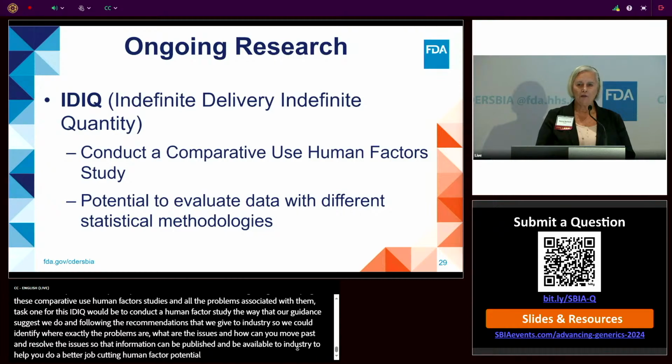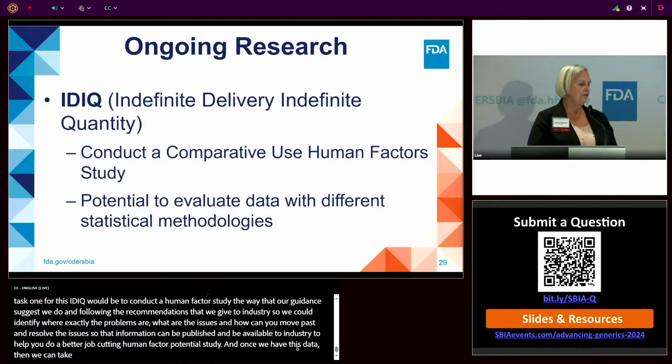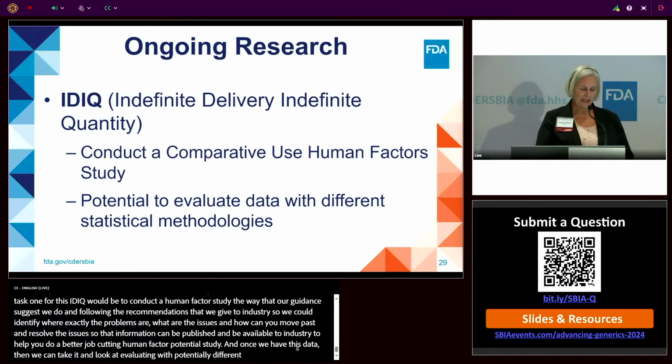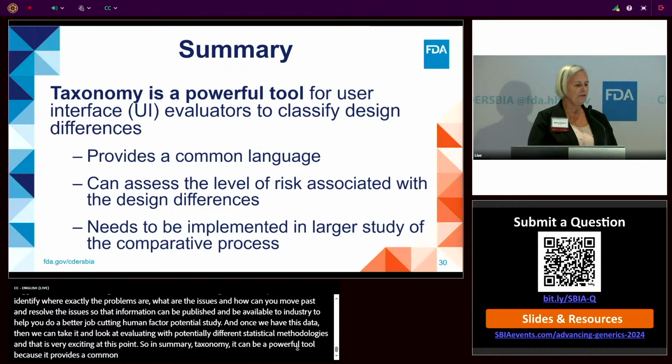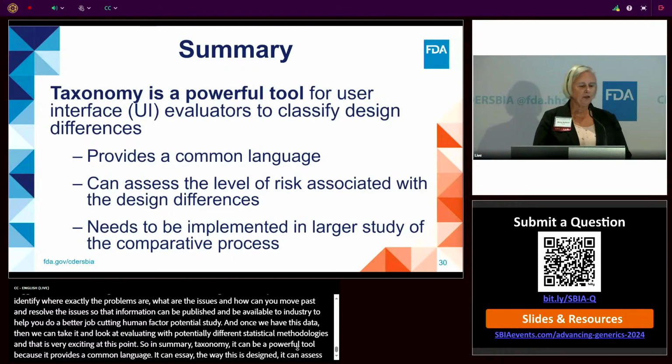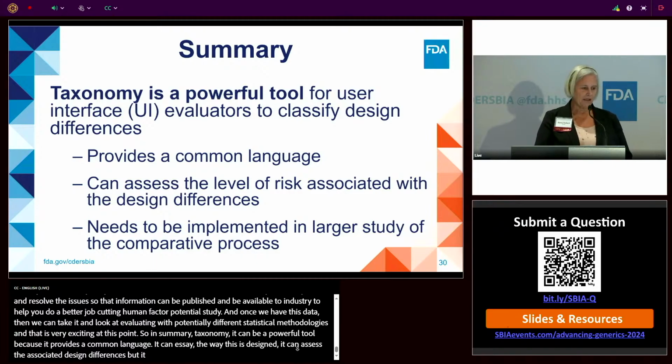And the other interesting thing about this would be, once we have this data, then we could take it and look at evaluating it with potentially different statistical methodologies. And that's very exciting at this point. So in summary, the taxonomy can be a powerful tool because it provides a common language. The way this one was designed, it can assess the level of risk associated with the design differences, but it needs to be implemented in a larger study of the comparative process.